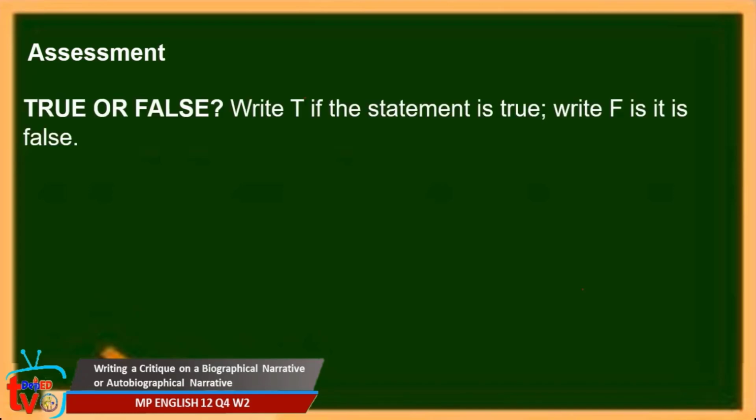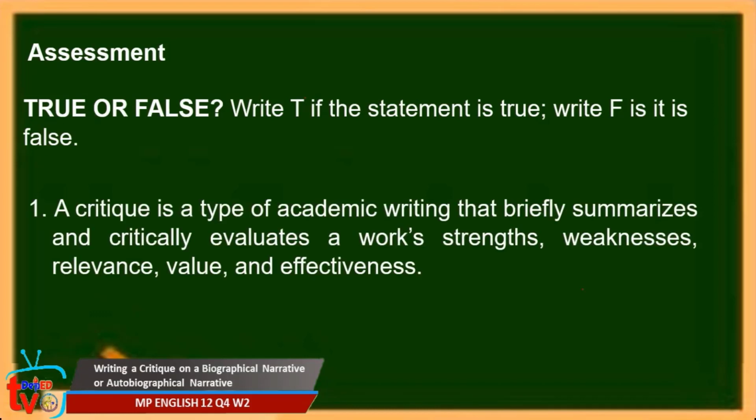Finally, we are almost at the edge of the road. Let us now assess your understanding of the lesson. For this activity, we will be collecting your answer sheets during the retrieval day. You are to write T if the statement is true and F if it is false. Number 1. A critique is a type of academic writing that briefly summarizes and critically evaluates a work's strengths, weaknesses, relevance, value, and effectiveness.